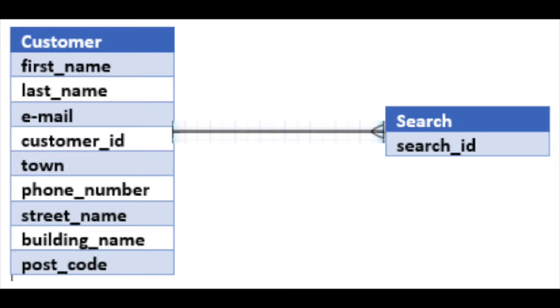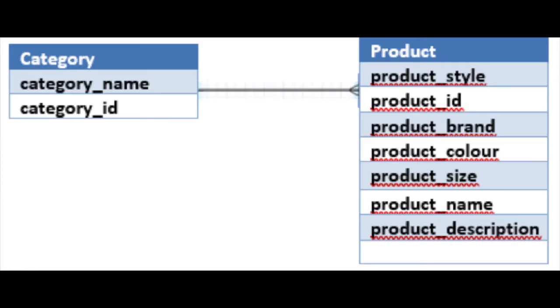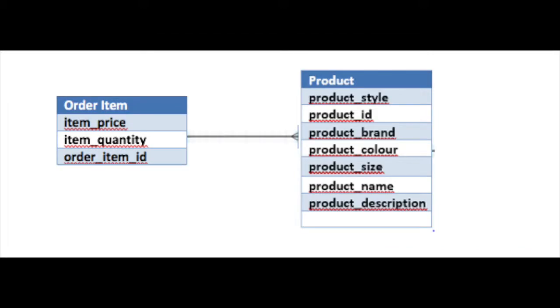The customer entity has one-to-many relationships to the search entity, as one customer can make as many searches as he wishes, and each search will have a unique search ID. The second one is the search entity, and it has one-to-many relationships to category, because one search can be found in multiple categories. The category entity has one-to-many relationships to products because one category can have many products. The order item entity has one-to-many relationships to product entity because a customer can adjust the quantity for a product, which changes the total price of the product.